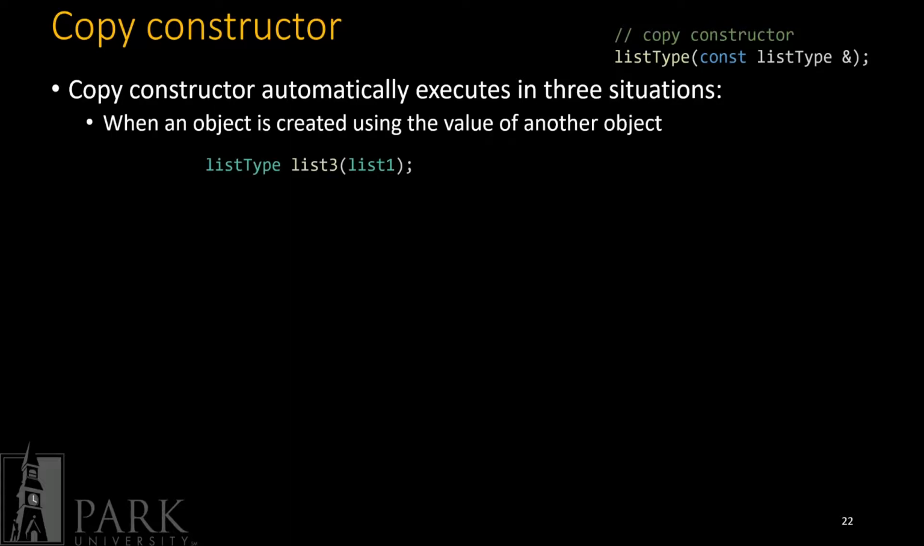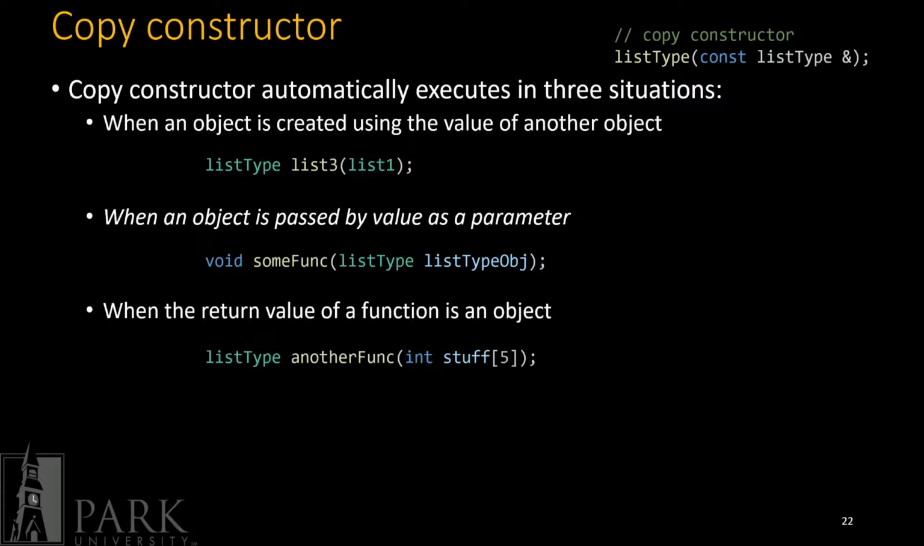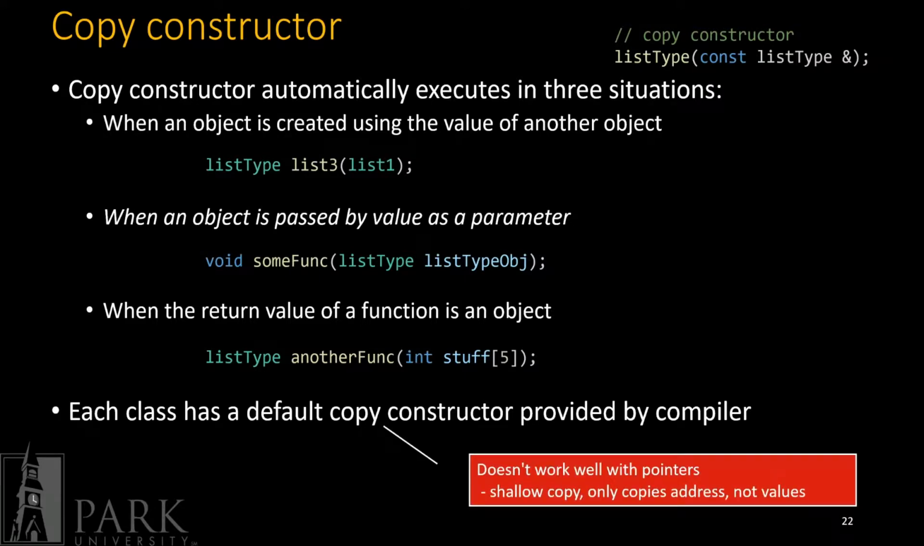When an object is created using the value of another object, when an object is passed to a function by value, and when a function returns an object of this class. The compiler provides a default copy constructor for each class. However, as we've seen, the default one doesn't work properly for classes with pointer data members.